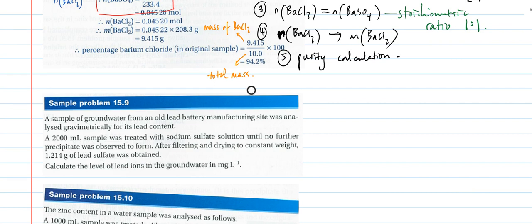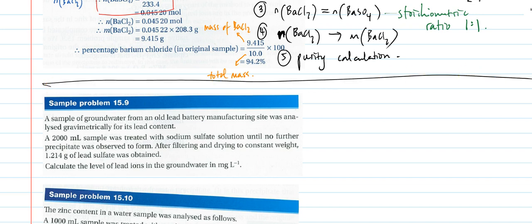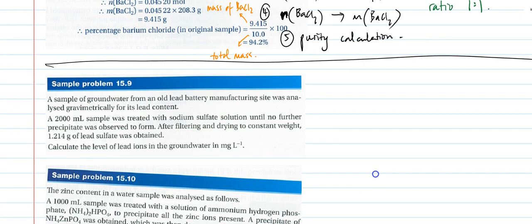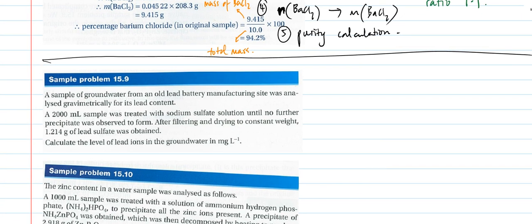So let's read through this question and see what they want. We'll write down everything that we have. I think it's a good practice to note down all the information that we can use to work this out. So groundwater from an old lead battery manufacturing site, so lead is probably what we're dealing with, was analyzed gravimetrically for its lead content. A 2,000 ml sample was treated with sodium sulfate solution.